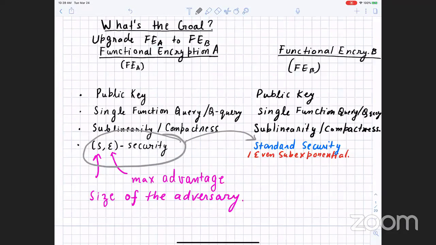However, in our transformation, we also want whatever nice properties functional encryption A had to also be satisfied by functional encryption scheme B. For example, if you had public key functional encryption to start off with, what you land up with should also be a public key functional encryption. Suppose functional encryption A had allowed for single function queries or Q number of queries, then functional encryption B should also support the same number of function queries. And if functional encryption A had some efficiency properties such as sublinearity or compactness, about which both Rachel and Shweta talked, then functional encryption B should also have those nice properties.